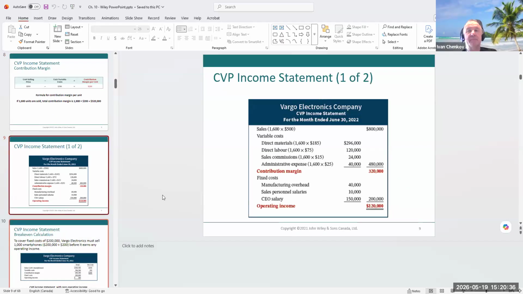So let's see how this is going to be. If we're selling 1,600 units at $500 each, that's $800,000. Now, each unit comes with different costs, variable and fixed. For variable cost, I have direct material, direct labor, sales commissions, and administrative expenses. Once I combine those costs, my costs are $480,000. So if I sell 1,600 units at a sales price of $500 and deduct my costs, my contribution margin is going to be $320,000.